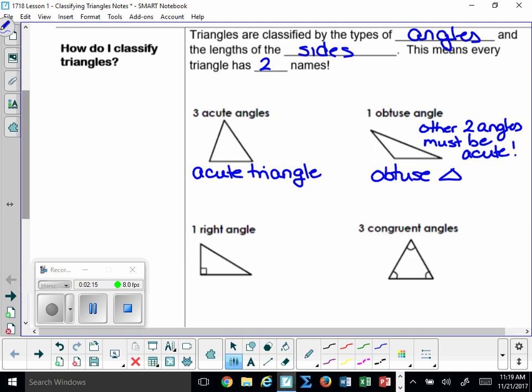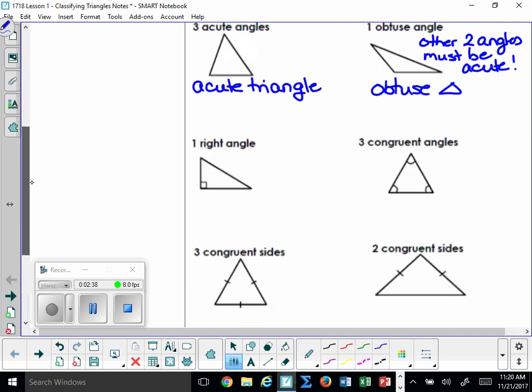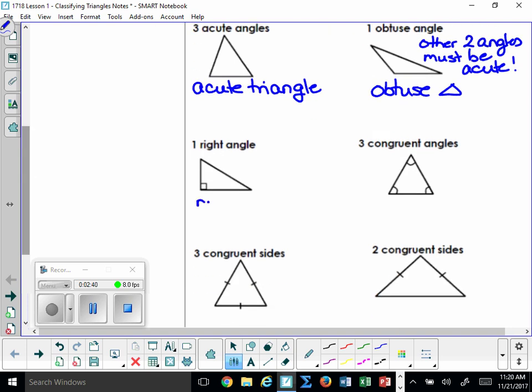Think about this. All three angles in a triangle add up to 180 degrees. So if you subtract out the obtuse angle, let's say 100, just to pick an easy number, we only have 80 degrees left to split between the other two angles somehow. No matter how you split that value, you're going to end up with acute angles. If there is one right angle, then it is a right triangle. What can you tell me about the other two angles? Yes, the other two angles must be acute.